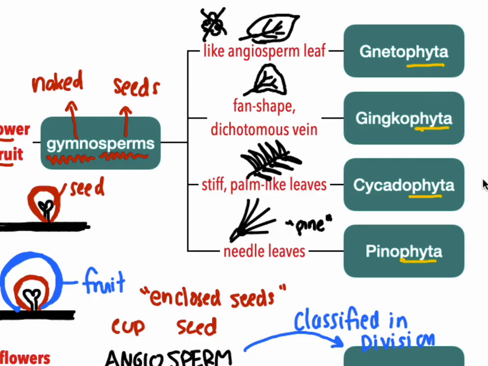So there are 4 phyta that are gymnosperms: Gnetophyta, the one with expanding leaf; Ginkgophyta, fan-shaped with dichotomous veins; Cycadophyta, stiff palm-like leaf; and Pinophyta, needles like pine trees. So these are 4 major groups of gymnosperms. There are a few others that I have not mentioned. They're a bit weirder, but we won't worry about them too much.